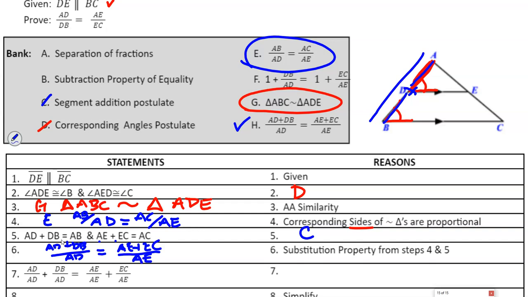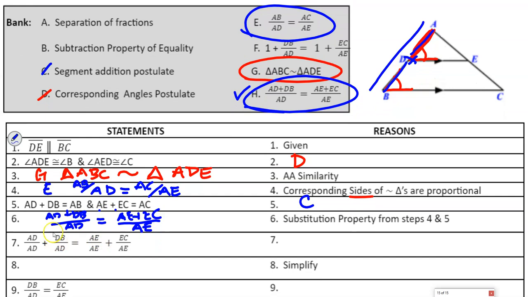So that was this step. I'm circling stuff as I use it. That was substitution property. Now, what do you notice now? Do you notice this right here? Can you guys see this? AD over AD, that's that right there. AE over AE, that's right there. So what did they just do? They separated the fractions, didn't they? So that was A. Okay.